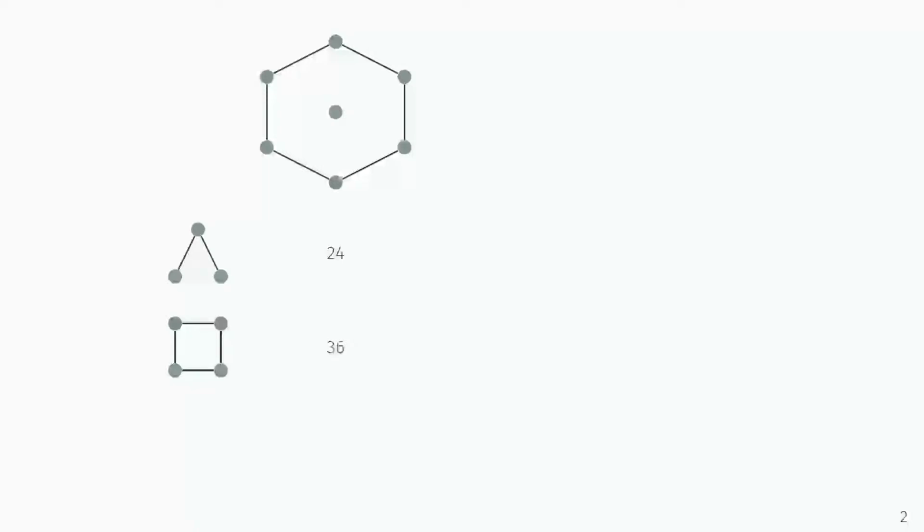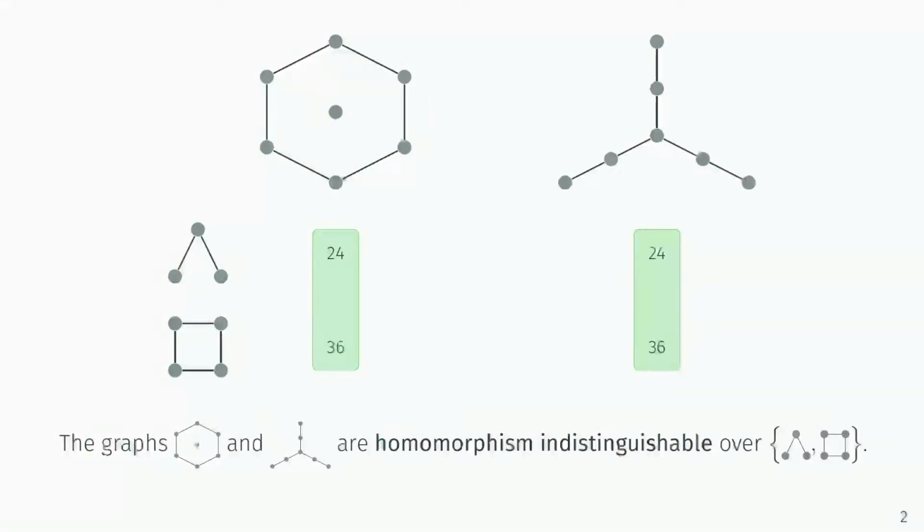Now the question is, what do these numbers mean? What have we learned about the graph by looking at these numbers? In order to study that question, we try to compare graphs that agree in these numbers. Both of these graphs here have 24 homomorphisms from the 2-path and 36 homomorphisms from the 4-cycle. In this case, I call these two graphs homomorphism indistinguishable over this family of graphs here on the left-hand side. Now, by taking different families of graphs, we can obtain different or potentially different equivalence relations between graphs, different graph isomorphism relaxations, and homomorphism indistinguishability studies these equivalence relations.